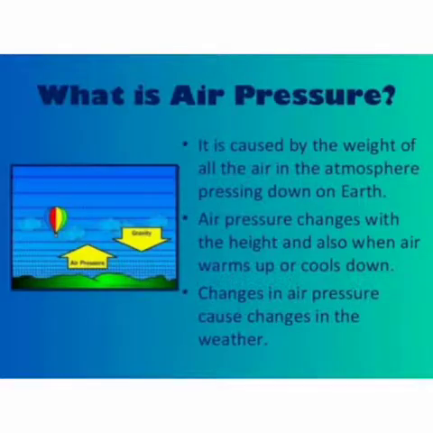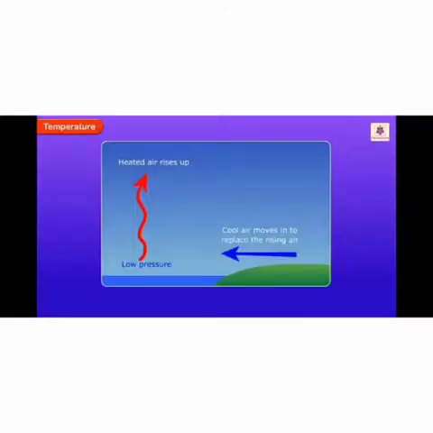The next is the air pressure. Air pressure is the weight of air as experienced from all directions on land. So when air heats up, it rises and creates an area of low pressure on the earth's surface. The surrounding cool air moves in to replace the rising air. So this air comes from the areas where the pressure is high.